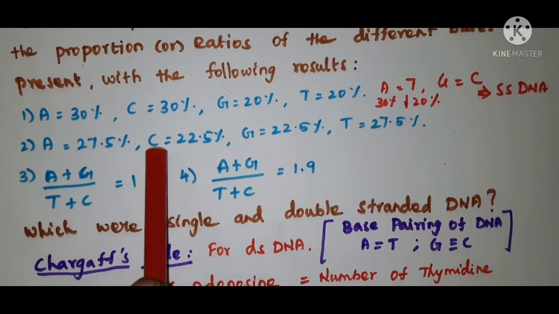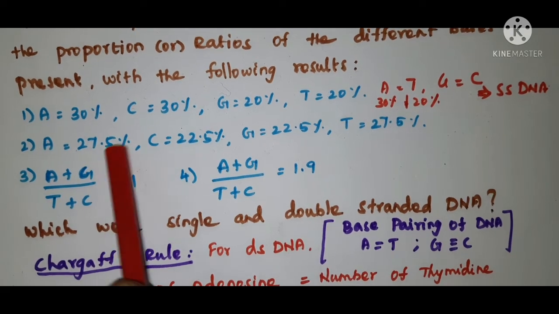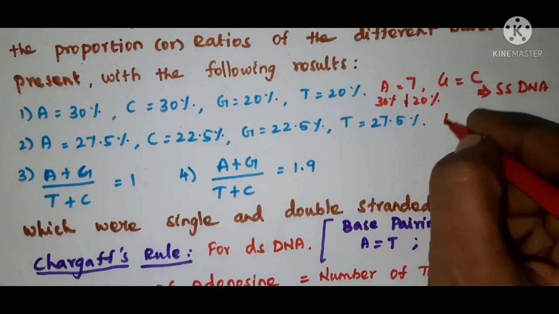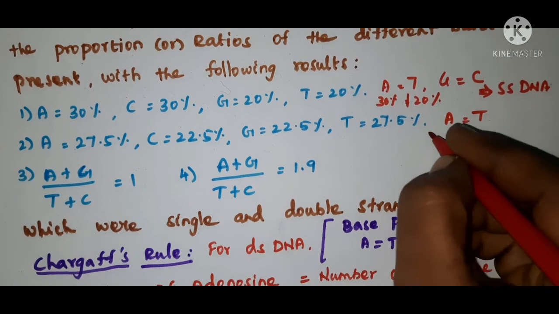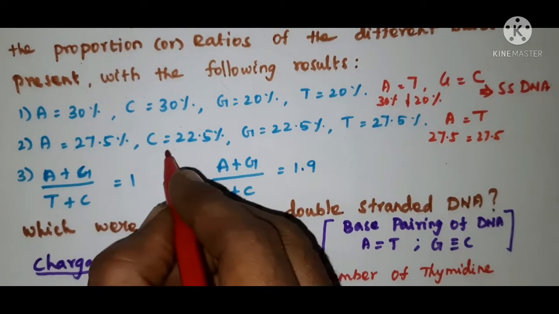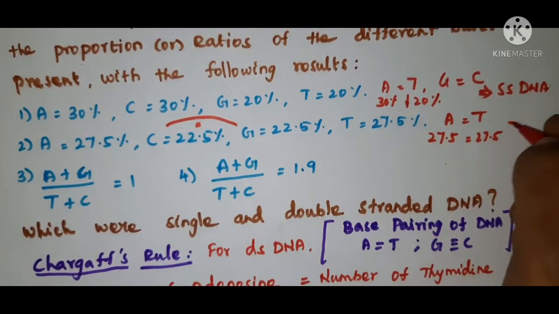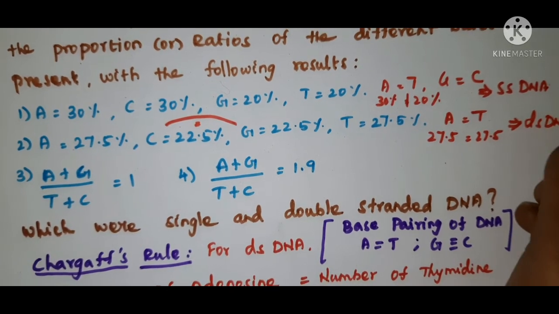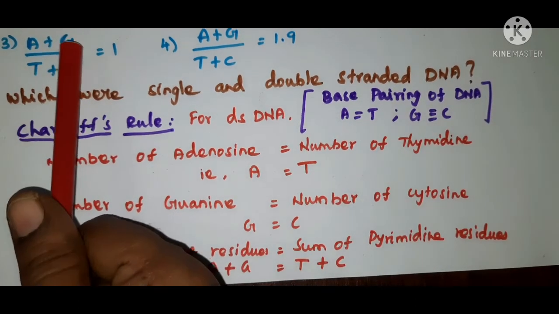For the second option, the proportion of adenine is 27.5% and the proportion of thymine is also 27.5%. So the number of adenine is equal to the number of thymine. Both are the same, 27.5%. And cytosine and guanine are also equal. So this shows it is a double stranded DNA.